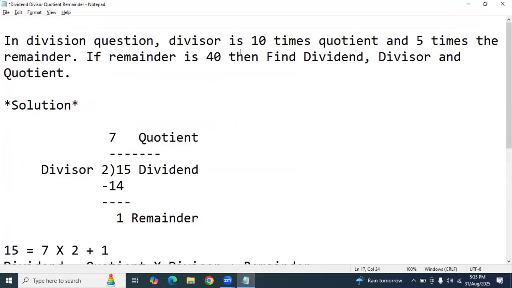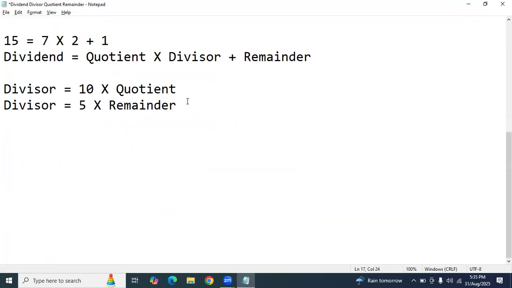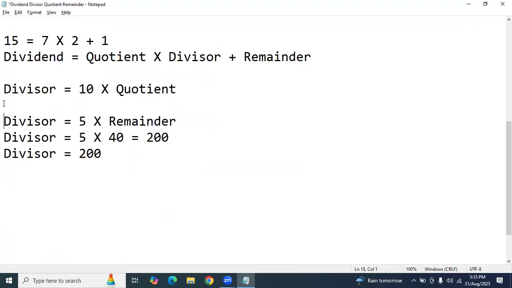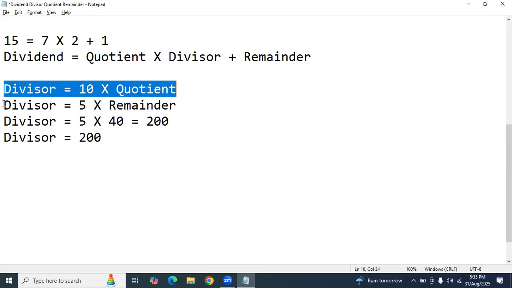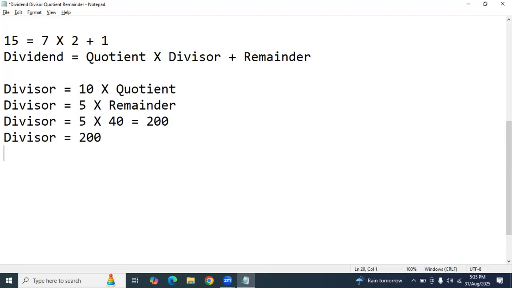If the remainder is 40, we can easily get the value of the divisor. When we put the remainder as 40, we get our answer for the divisor. So our divisor is 5 into 40, which becomes 200. Once we have the divisor, we can easily get the quotient by substituting the divisor value in this equation.